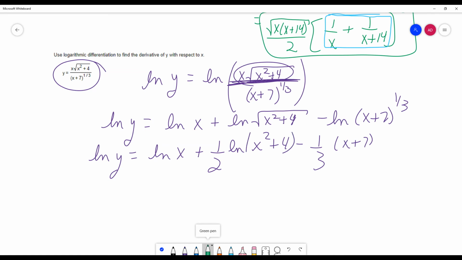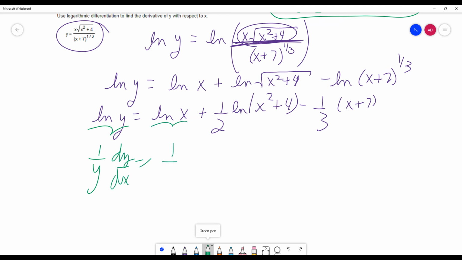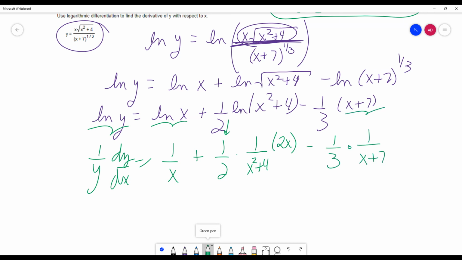Let's do a derivative in green for whatever reason. The derivative of the natural log of y is 1 over y, dy dx. Derivative of the natural log of x is just 1 over x times 1. Derivative of this guy, remember the 1/2's just chilling. It's 1 over x squared plus 4, but don't forget the derivative of x squared plus 4. Some of my students have forgotten that. Not you all, of course. So 1 over x plus 7, and the derivative of x plus 7 is 1.